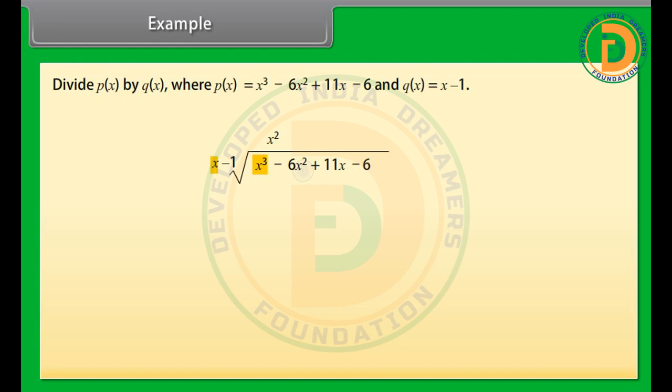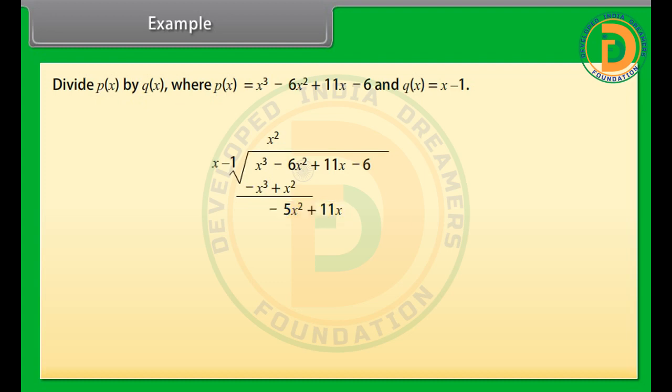Next, you multiply the term that you wrote at the top by the entire divisor. In this case, you multiply x square by x minus 1 to get x cubed minus x square, which you then subtract from the polynomial under the division bar. By subtracting, you get rid of the term with the largest exponent to reduce the size of the polynomial, which is a remainder. Now we have a new polynomial for which we repeat the second step.